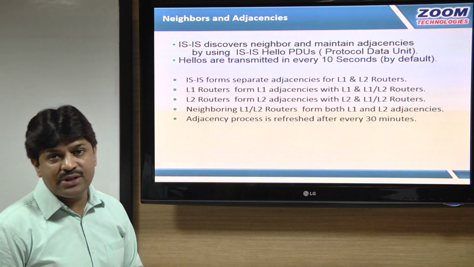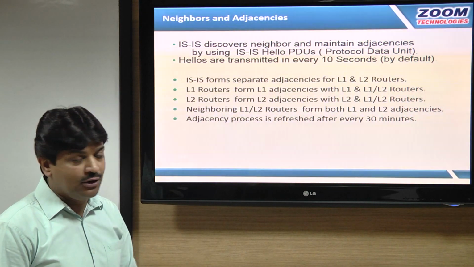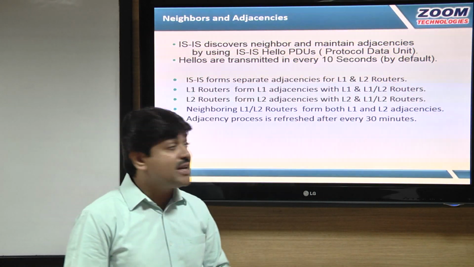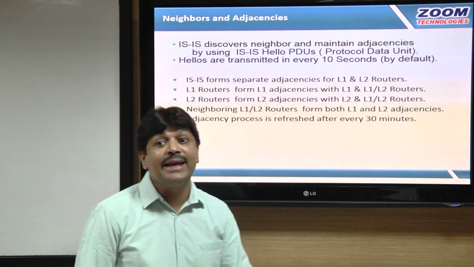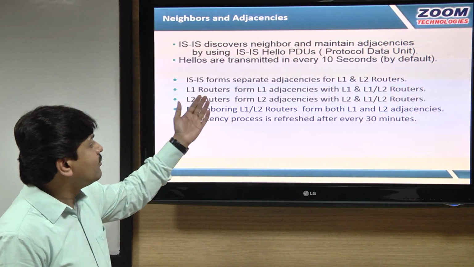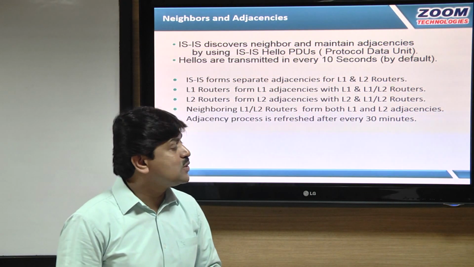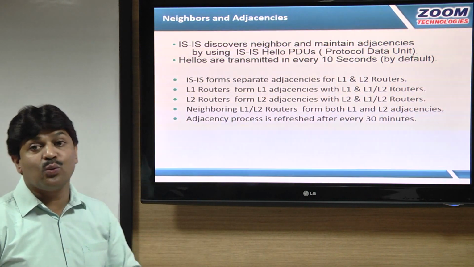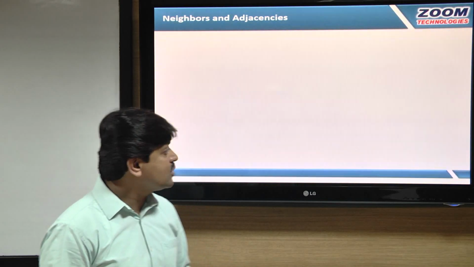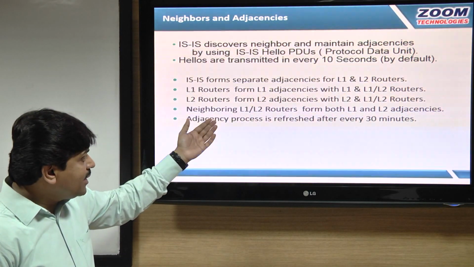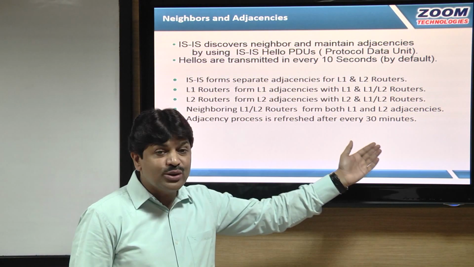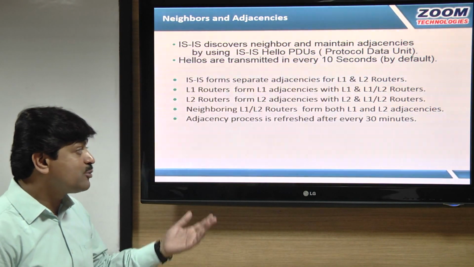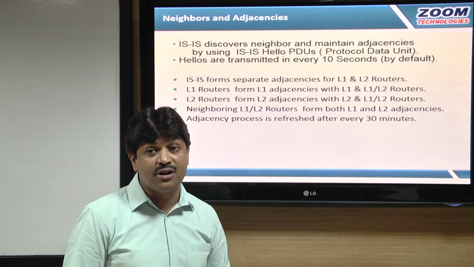Hellos are transmitted every 10 seconds by default, and we can manipulate these timers. IS-IS forms separate adjacencies for L1 and L2 routers. L1 routers form L1 adjacencies with L1 and L2 routers. L2 routers form L2 adjacencies with L1 and L2 routers, and neighboring L1/L2 routers form both L1 and L2 adjacencies. Any adjacency is refreshed every 30 minutes.